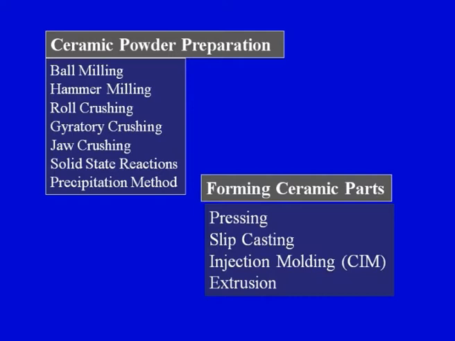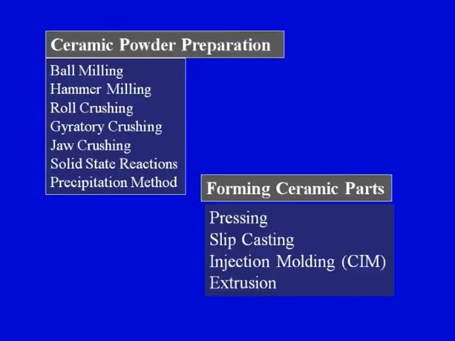We can go for ball milling, hammer milling, roll crushing, gyratory crushing, jaw crushing, solid state reactions and precipitation method. The first 5 techniques mentioned in ceramic powder preparation on your screen, that is ball milling, hammer milling, roll crushing, gyratory crushing and jaw crushing, fall under the mechanical route for preparing the ceramic powders, and solid state reactions and precipitation method fall under the chemical method of processing the ceramic powders.